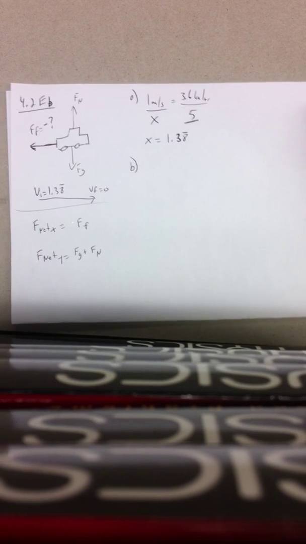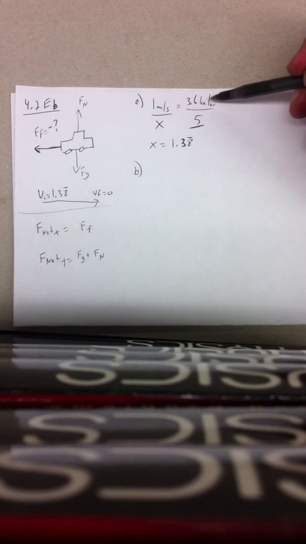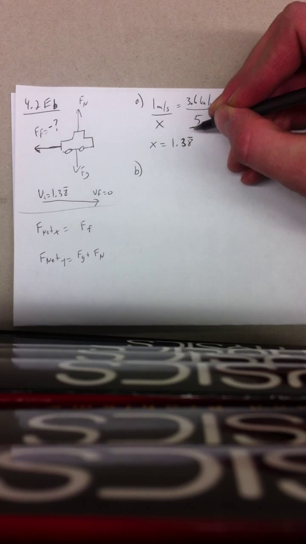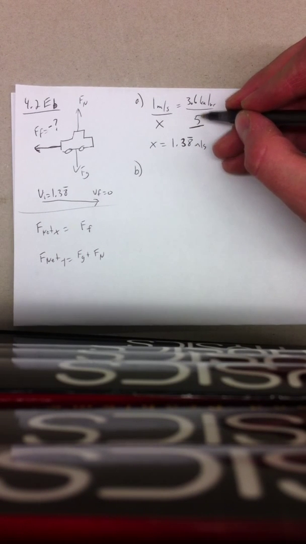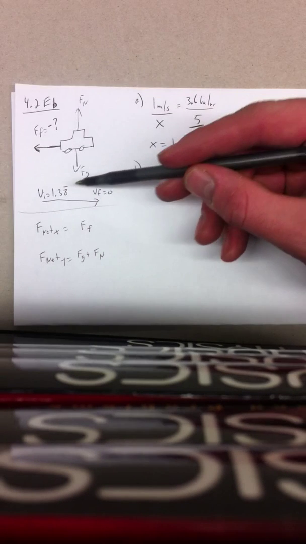We're doing question 4.2E, Part B. Part A was just to convert your speed, which is 5 kilometers per hour, into meters per second. You just basically take 5 divided by 3.6. If you just cross multiply, you get that answer. So that's my initial velocity.